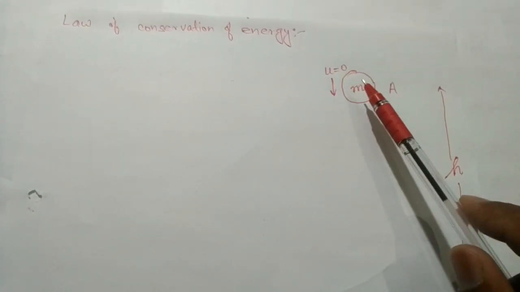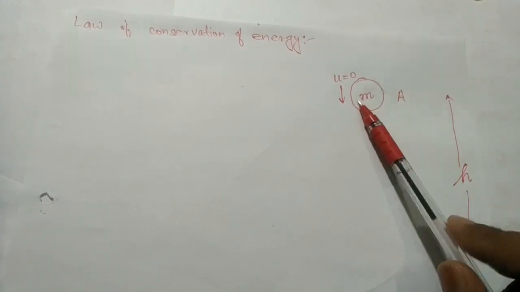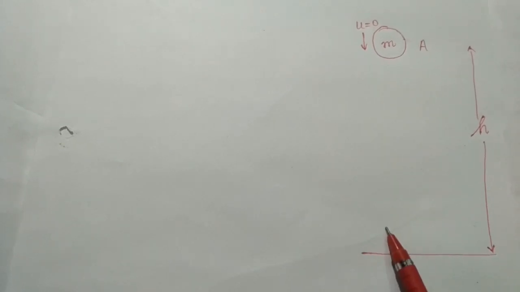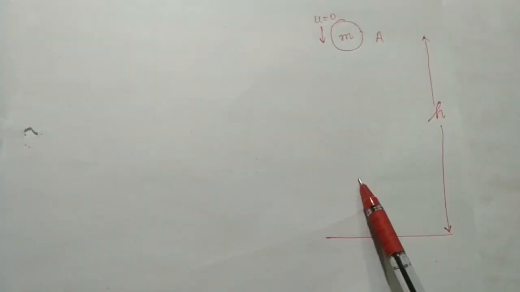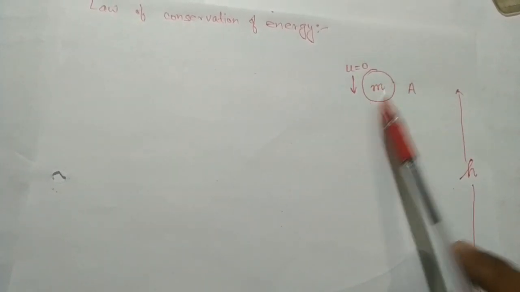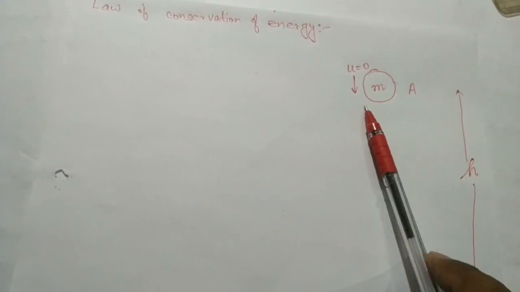So first of all, what we have to prove is that the energy of this object at A, just before touching the ground, and somewhere in between, at every position the total energy of the body is the same, meaning conserved. For that, let us first calculate the total energy at point A. Total means mechanical energy, which is the sum of kinetic and potential. So I'm going to first calculate the potential energy.